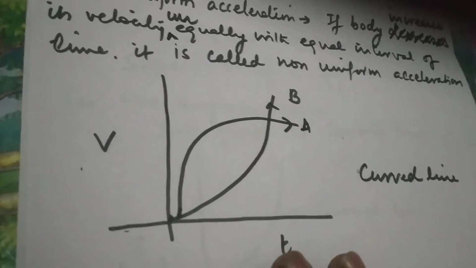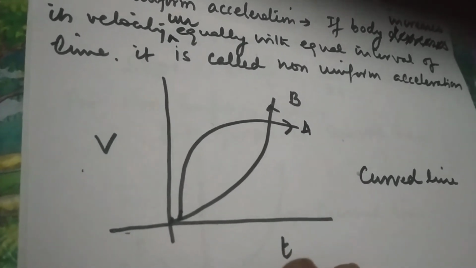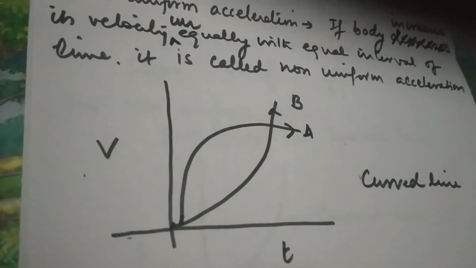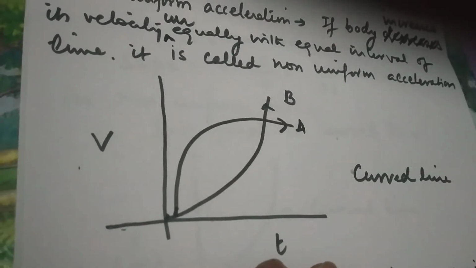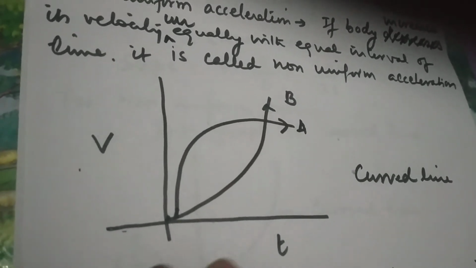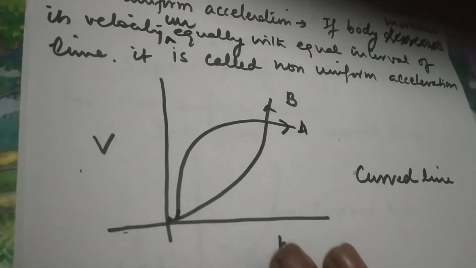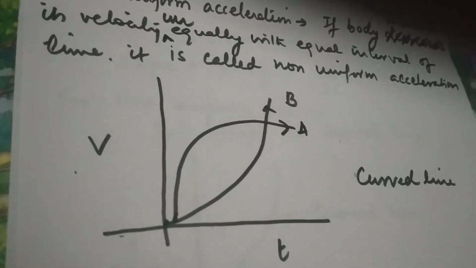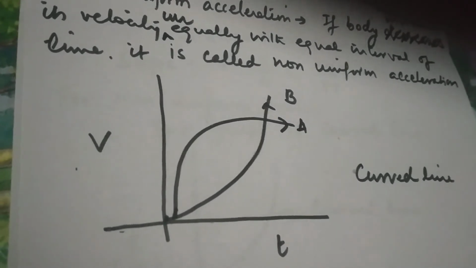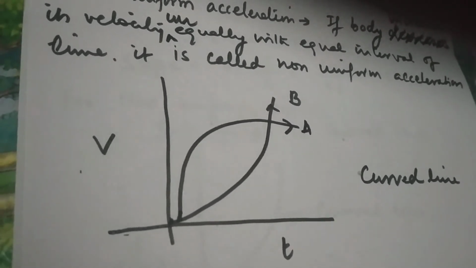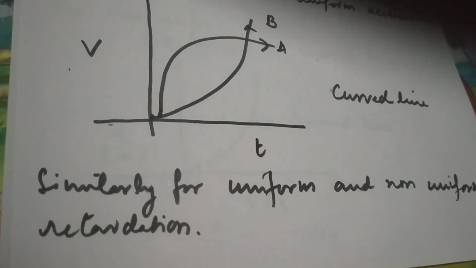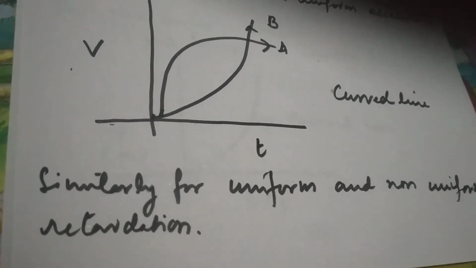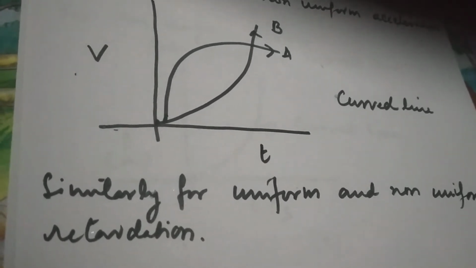But before we take the next lectures for the graphical representation, it's very important to understand these terms clearly. Otherwise, we cannot understand the graphical representation, in which way we are going to take the VT graph, in which way we are going to take the ST graph. It's very important to at least understand these particular terms: uniform acceleration, non-uniform acceleration. And similarly, if you want to define uniform and non-uniform retardation, just follow the words I am using.